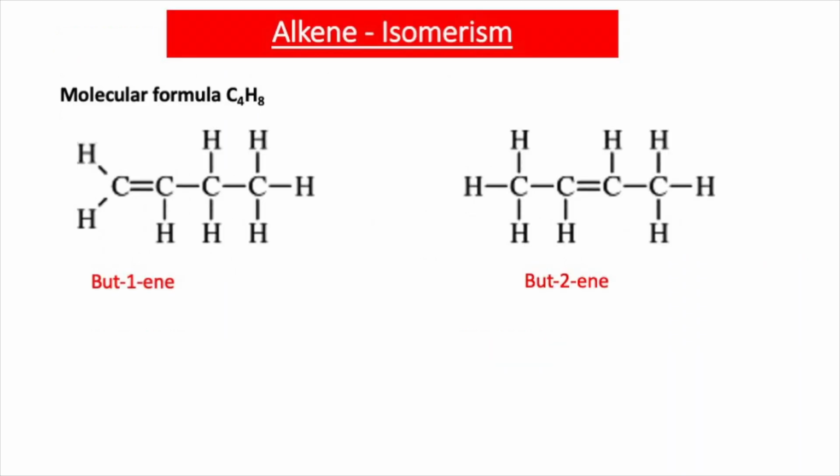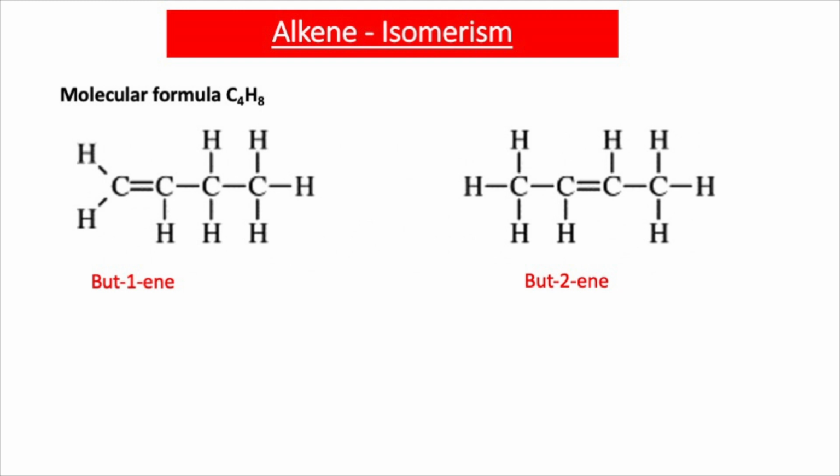Now, it's not just alkanes and alcohols that have isomers. You've also studied alkenes. Now alkenes are hydrocarbons, compounds that are made up of hydrogen and carbon only, that contain a carbon-carbon double bond. And here we have two alkenes with the same molecular formula, C4H8. They are isomers of each other because they have the same molecular formula, the same number of carbons, the same number of hydrogens, but they have different structures, different arrangements of atoms.